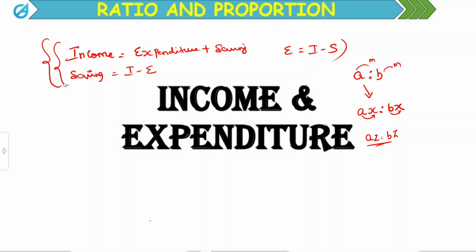So expenditure is nothing but income minus savings, and similarly savings is income minus expenditure. And there is one more formula: expenditure is nothing but price into consumption. This is one more formula you need to remember for solving these expenditure based problems. Now let's solve some questions.